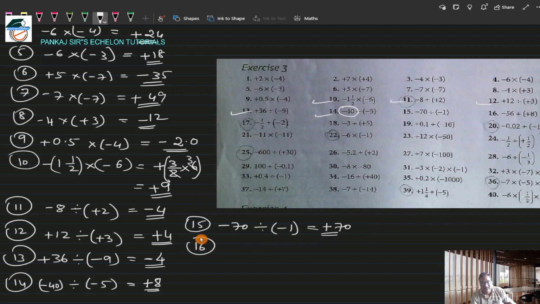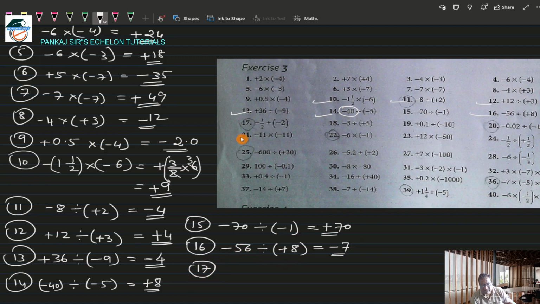Let us move on to 16th. Where is 16? Here we are. 16 is minus 56 divided by plus 8. So here what you will do, minus divided by plus will always be minus because they are opposite signs. And 56 divided by 8 will be 7. Okay. So the answer for the 16th one will be minus 7.